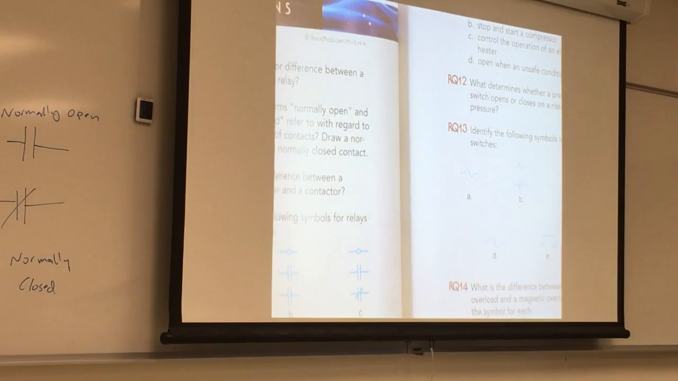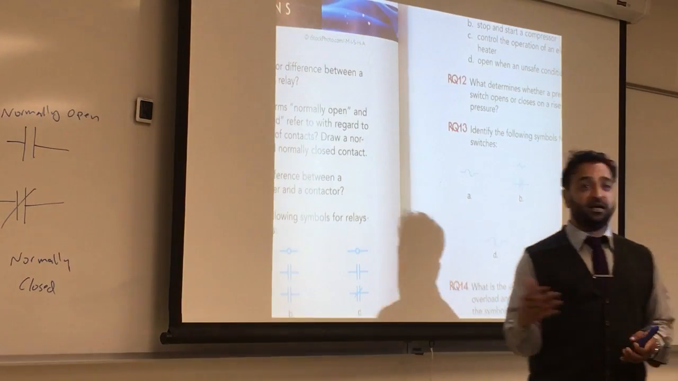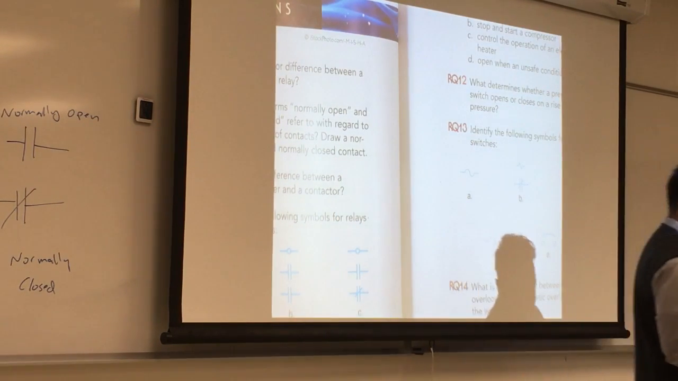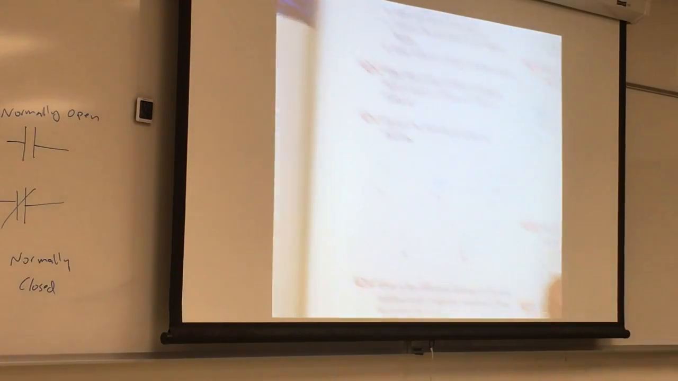So, again, with symbols, I usually go with the legend because each book is different, and each schematic has different ones. So do not rely on this book for all schematics.